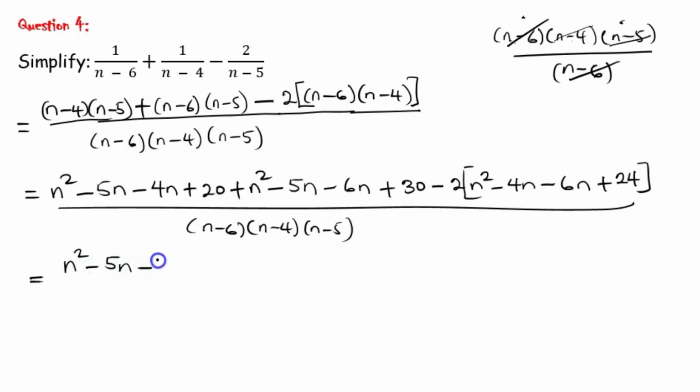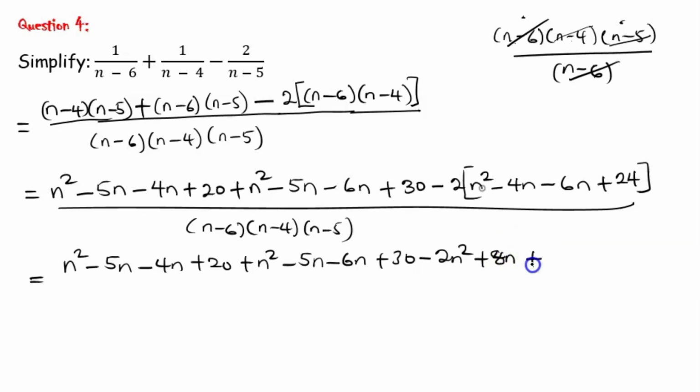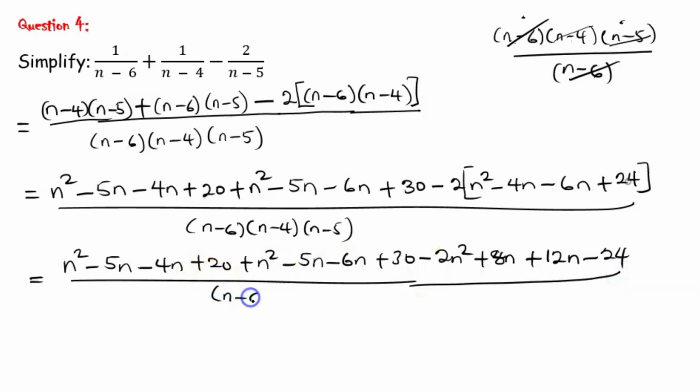This is minus 4n plus 20 plus n squared minus 5n minus 6n plus 30. Then the negative 2, we start opening that bracket now. So we have minus 2n squared. We have plus 8n. Okay, that's 8n. They also have plus 12n. Then we have minus 24. Okay, if we do that properly. You have to be very careful when doing this, because any little mistake in the sign or in the multiplication will just render the whole answer wrong.